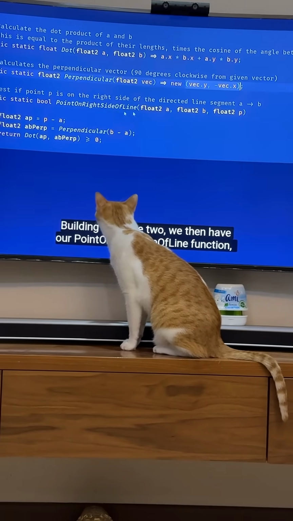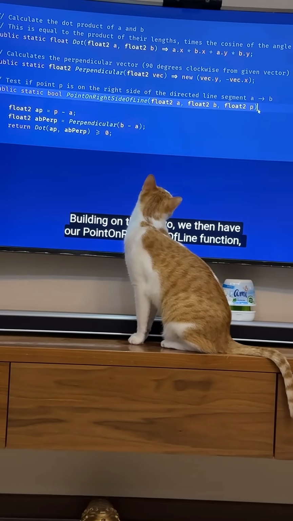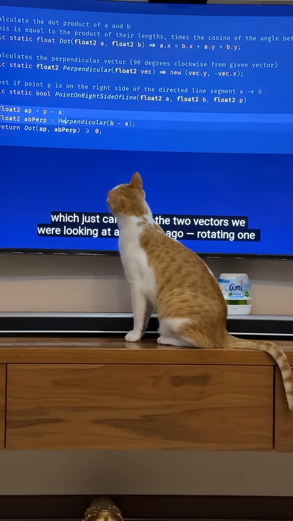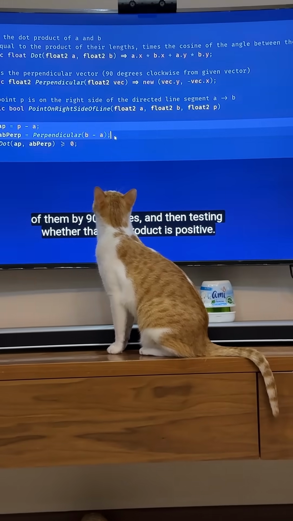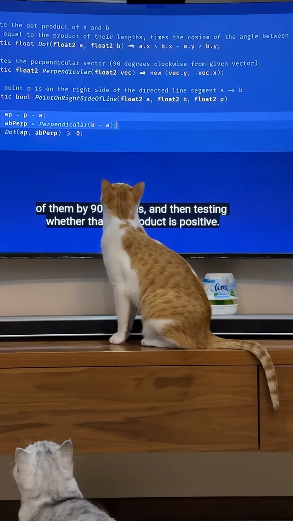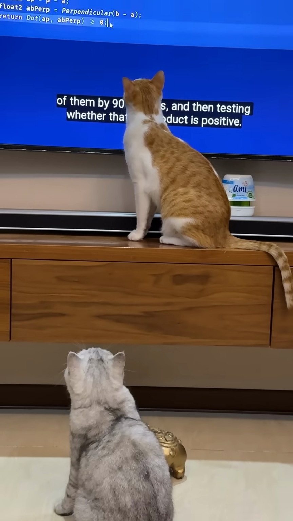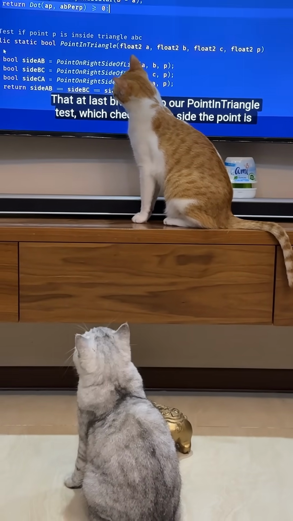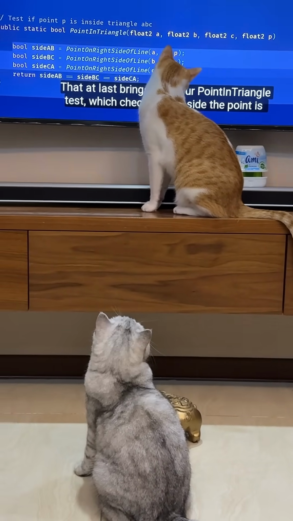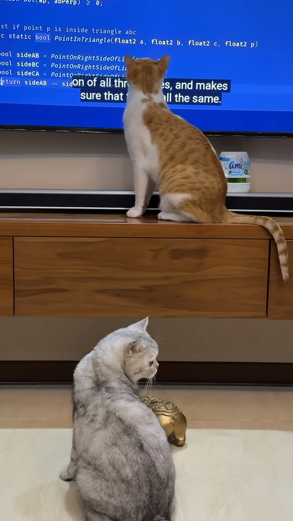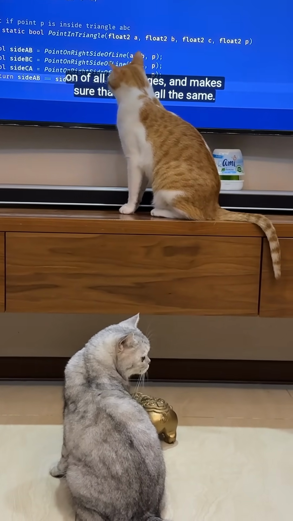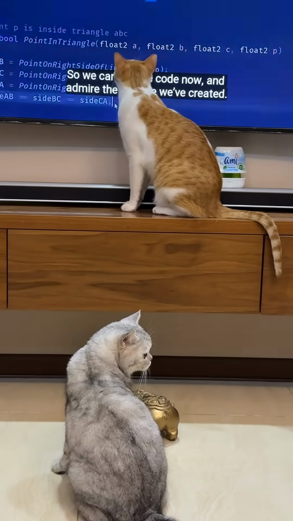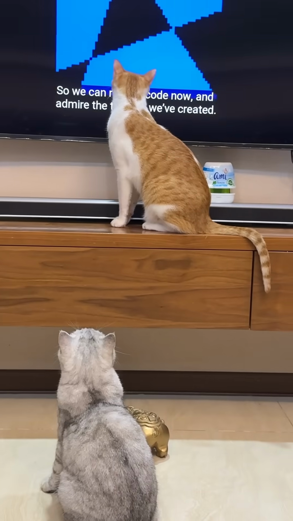Building on those two, we then have our point on right side of line function, which just calculates the two vectors we were looking at a moment ago, with one of them rotated by 90 degrees, and then tests whether that dot product is positive. At long last, that brings us to our actual point and triangle test, which checks which side the point is on of all three edges, and makes sure that they are all the same. So we can run the code now, and admire the triangle we've created.